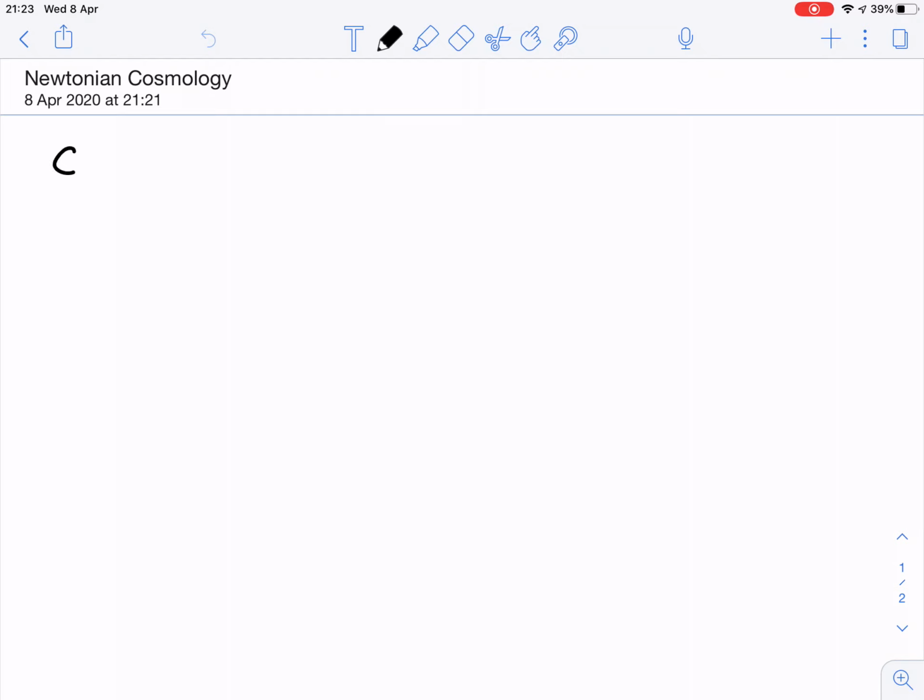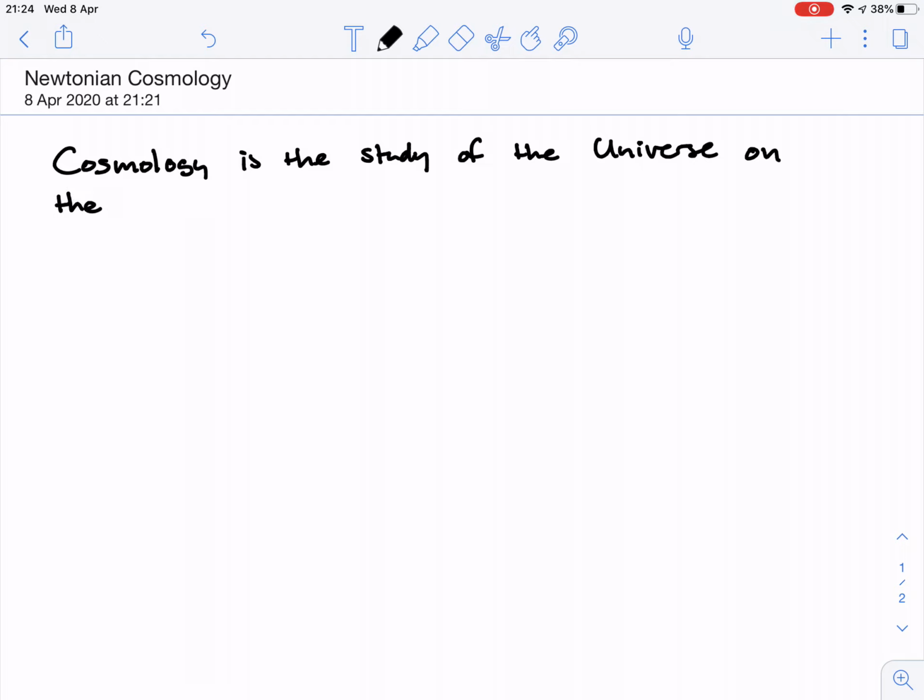So, to start with, just a few words about what cosmology is. You can think of cosmology as the study of the universe on the largest of scales. And that's just a very simple way of looking at it. And by that I mean we're not interested in stars or planets or even individual galaxies. We're interested in the universe as a whole.